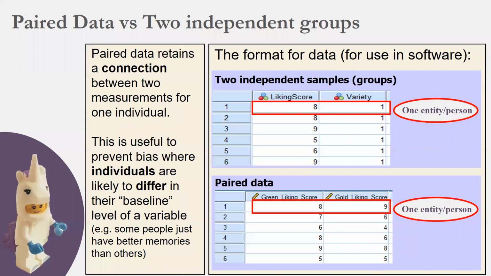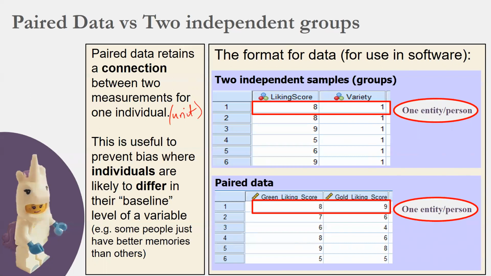So here's a bit of a summary. In the box on the left, paired data retains a connection between the two measurements for one individual or one unit. And this is useful to prevent bias where individuals are likely to differ in their baseline levels.